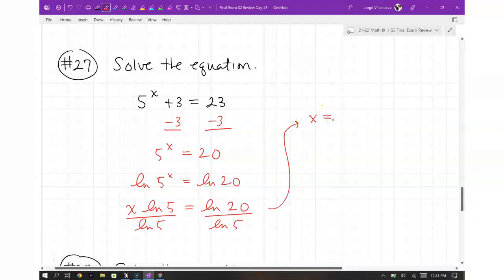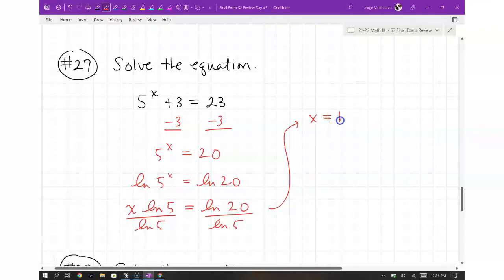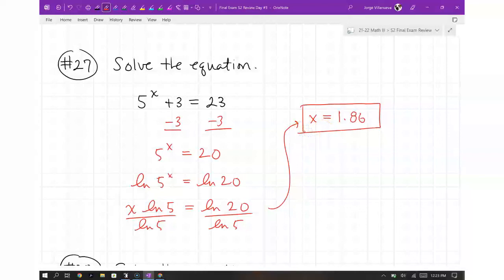So let me just get on my calculator really quick. What's ln of 20 divided by ln of 5? I actually have it up there, right here. Ln of 20 divided by ln of 5 is 1.86. So these aren't that hard to do. You just got to remember natural log and then what happens as you do it.